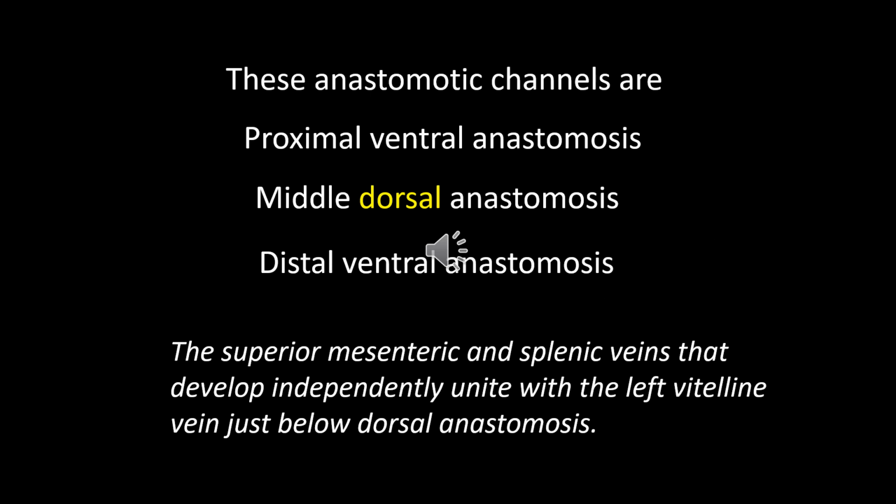The superior mesenteric vein and the splenic vein develop independently and they will be uniting with the left vitelline vein just below the dorsal anastomosis. We will see a diagram. The point to understand is that superior mesenteric and splenic veins are not developed from vitelline veins. That's the point.